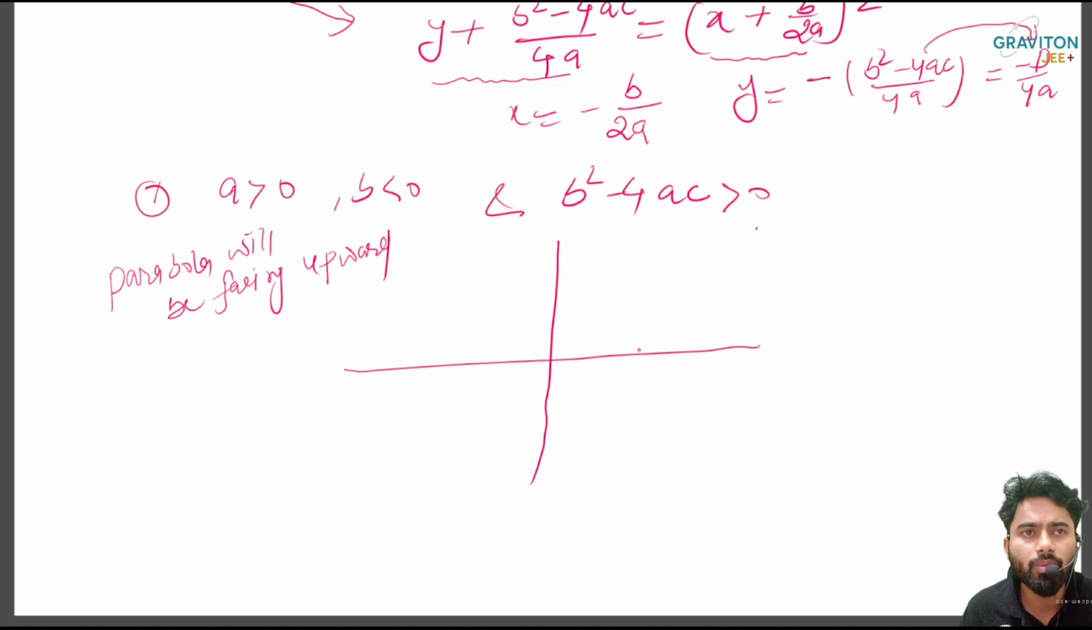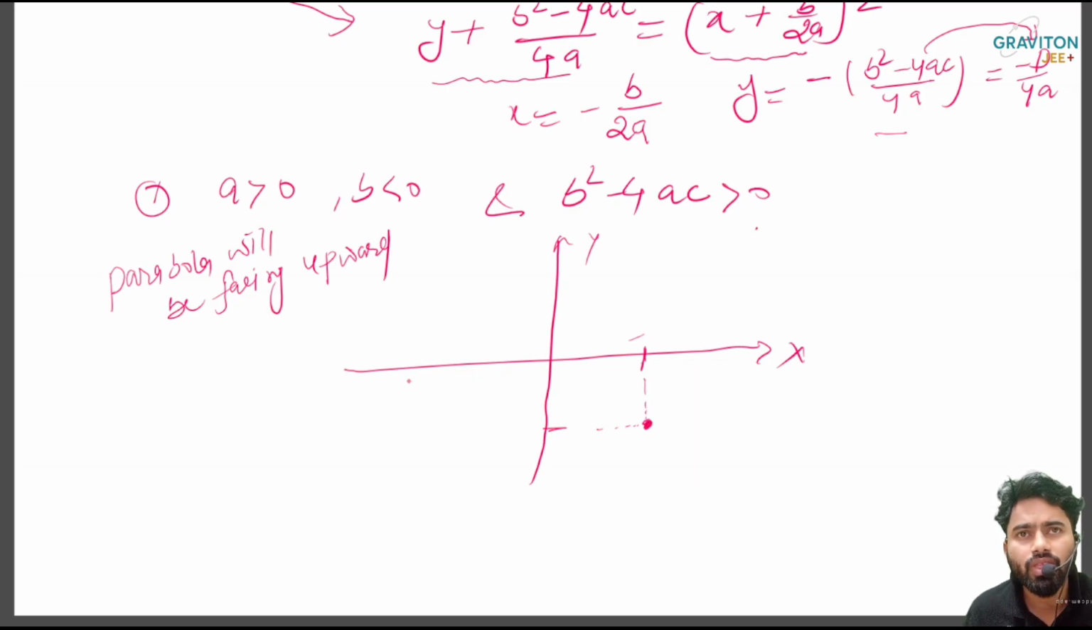You have to look at the signs of a and b. Here b is negative, a is positive, and there is a negative sign, so negative into negative upon positive makes x positive. So your x will lie on the right side of the origin. Assume x is here. And b square minus 4ac is positive and a is also positive, so this entire term is positive and the negative sign makes y negative. Your y will lie here. So the vertex of the parabola will be here.